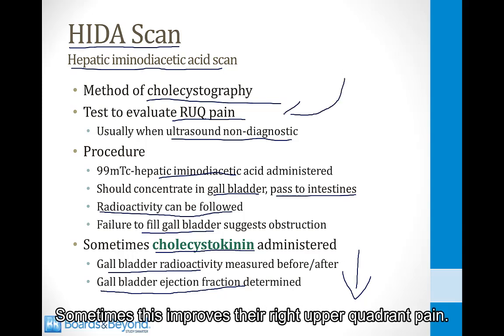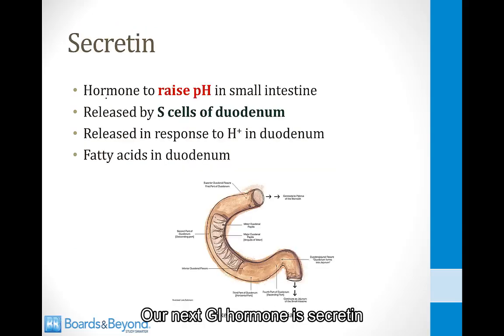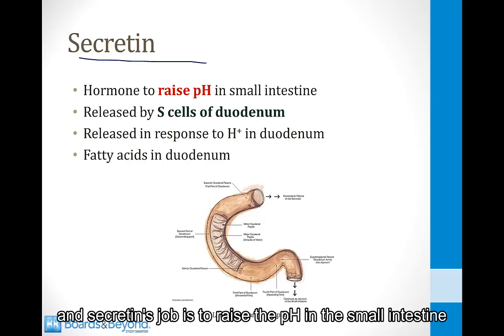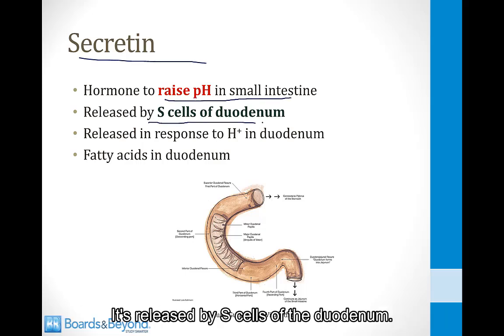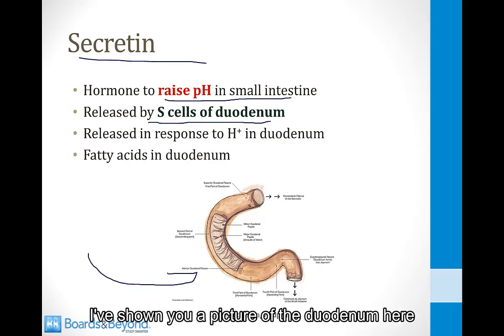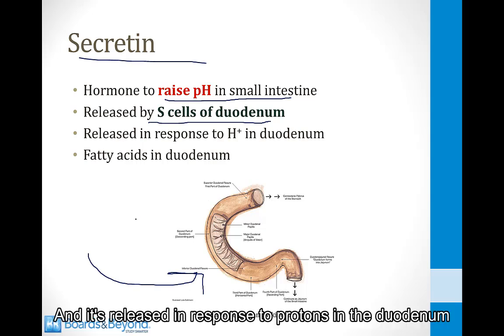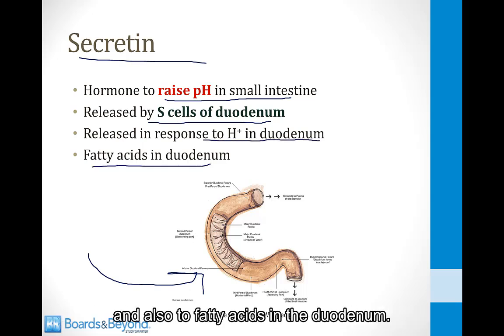Sometimes this improves their right upper quadrant pain. Our next GI hormone is secretin, and secretin's job is to raise the pH in the small intestine. It's released by S cells of the duodenum. I've shown you a picture of the duodenum here to remind you of that. And it's released in response to protons in the duodenum and also to fatty acids in the duodenum.